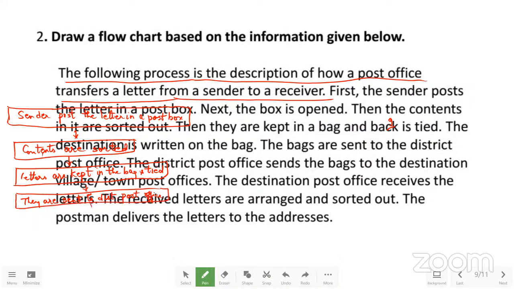What is the next step? District post office sends it to destination. Put a dash over there and write village or town post office. Okay.